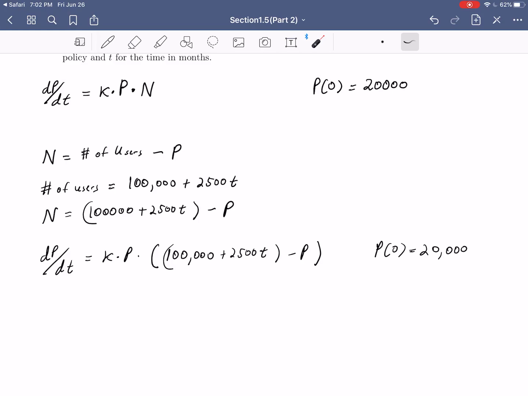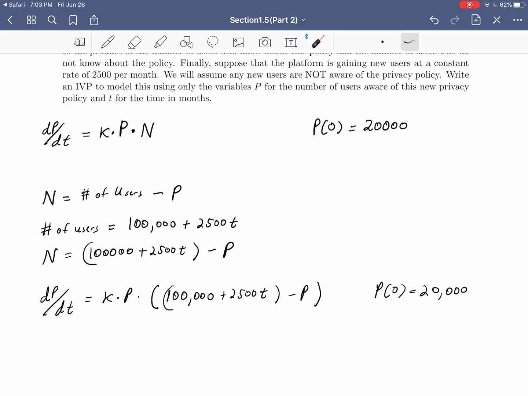What I want you guys to understand here is that this is almost a logistic growth model, because we're measuring the population and the difference between the population and the carrying capacity, which is 100,000 at least initially, because you can't have more people know about the policy than who use the network. But the big difference is that the carrying capacity is changing. Over time, there's more and more users, so we actually have an equation, not just a constant, for the number of users, and that goes in as our carrying capacity there. Otherwise, this is pretty much a standard logistic growth model.